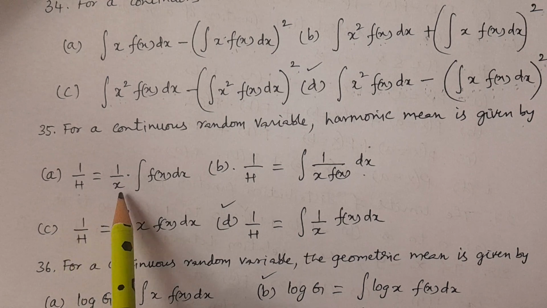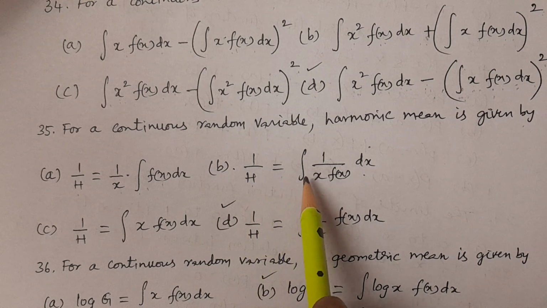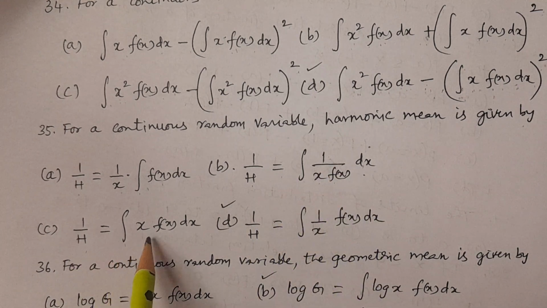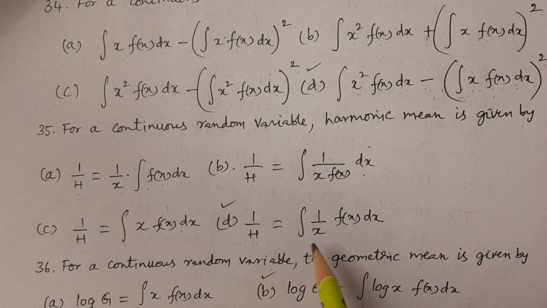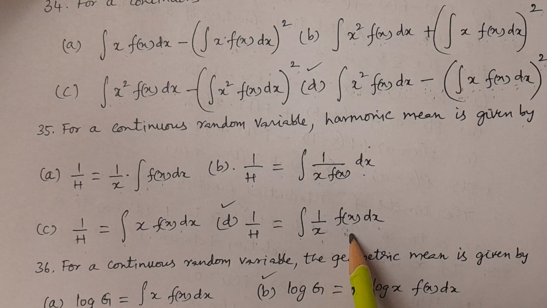1 by h is equal to 1 by x into integral f of x dx. No. 1 by h is equal to integral 1 by x f of x dx. No. 1 by h is equal to integral x f of x dx. No. 1 by h is equal to integral 1 by x f of x dx. This is the formula of the harmonic mean.